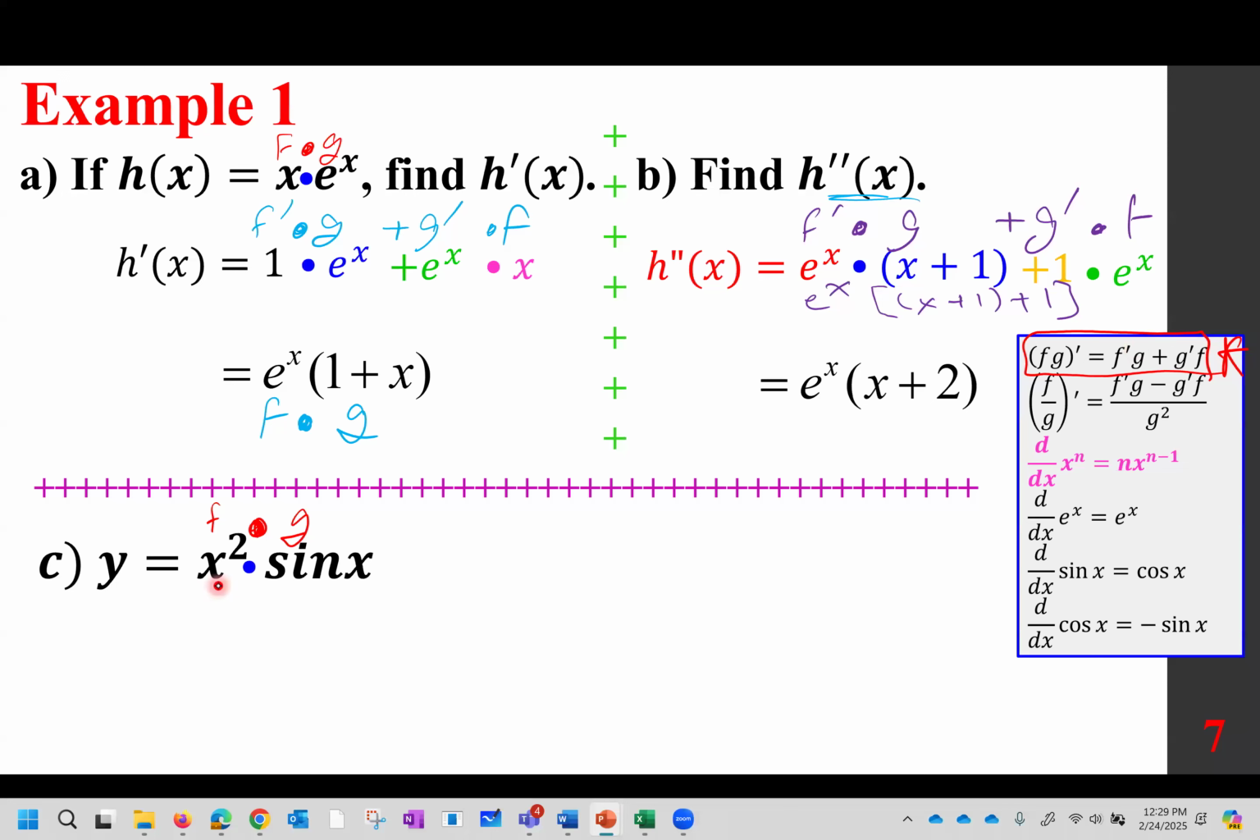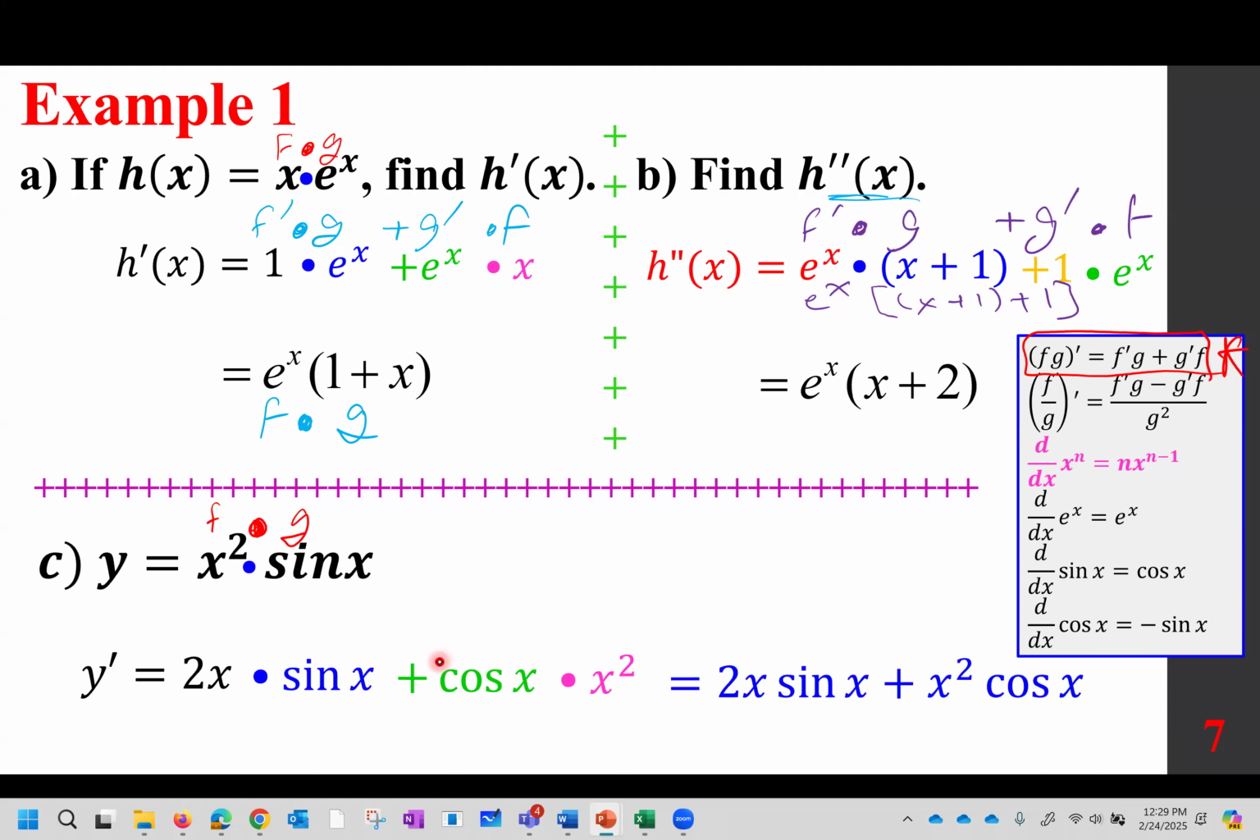So we need f prime, which is 2x, times g, just sine x. Then we need g prime, the derivative of sine is cosine, times f, x squared. You're done with calculus. You must move the x squared in front because this is awkward and one may think this is x cubed, which is not. So put the x squared in front. You don't need to factor the x out. It makes no difference.